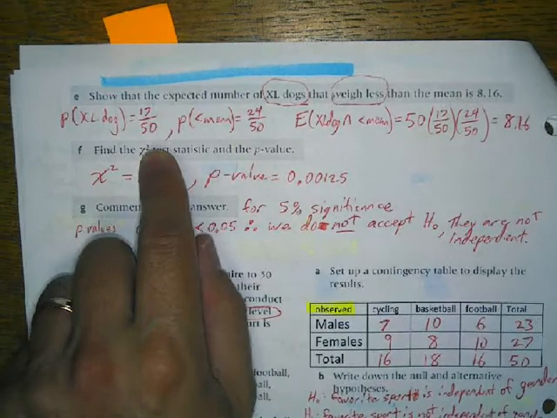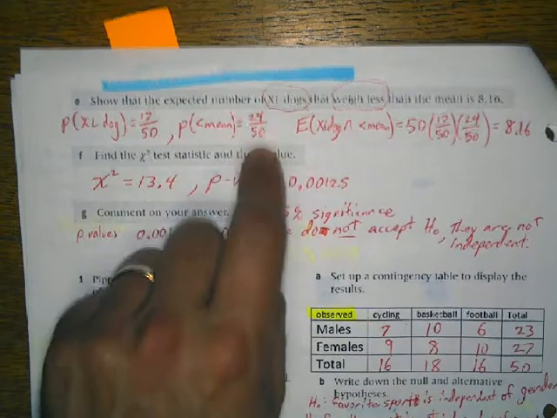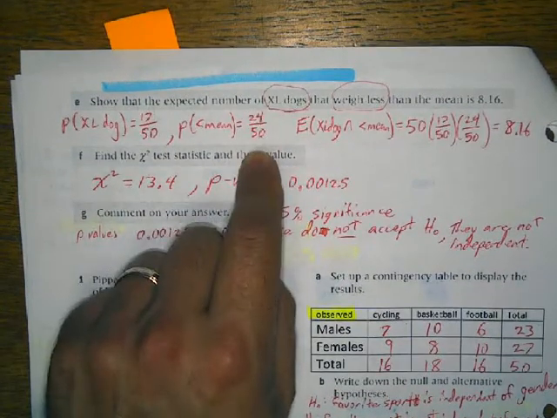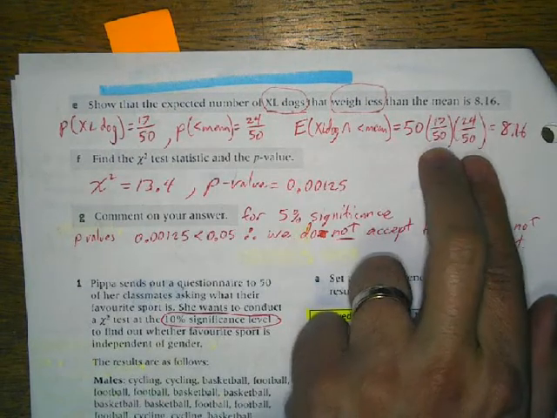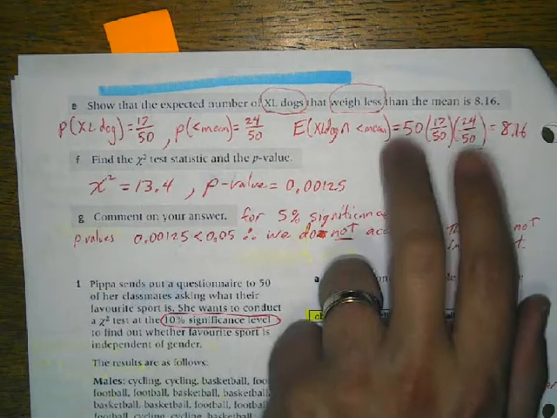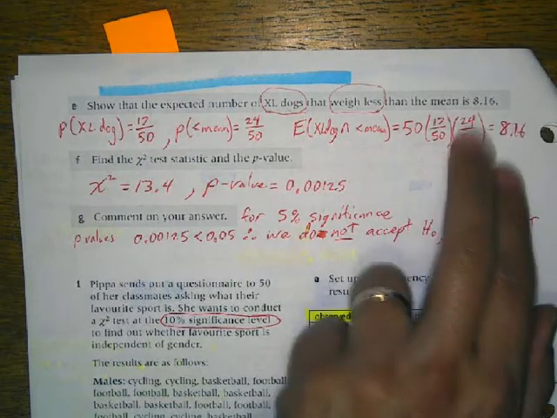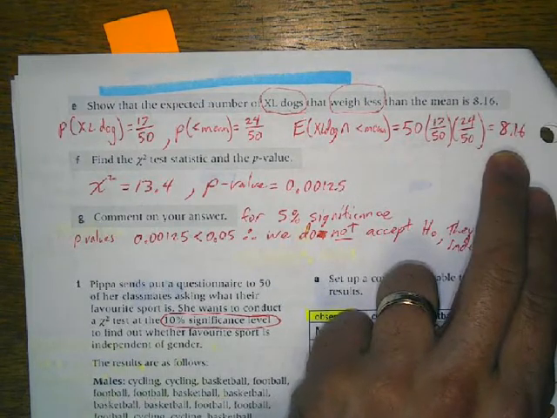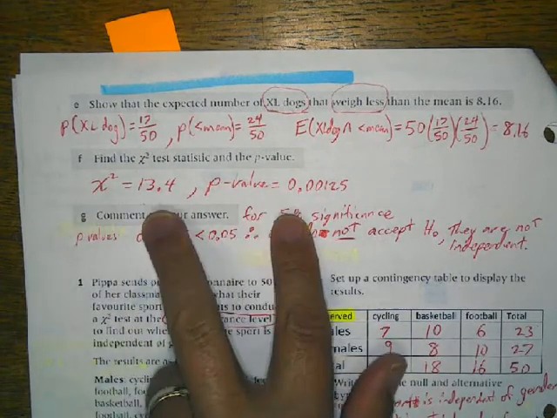So this is the probability of having an XL dog. This is the probability of a dog being less than the mean in weight. Multiply those two together. This is the probability of being an XL dog that is less than the mean of weight. And I multiply it by 50 because there's 50 dogs in the experiment. And multiply all that together and we get 8.16. If I put this into the calculator, I get these chi-squared values.